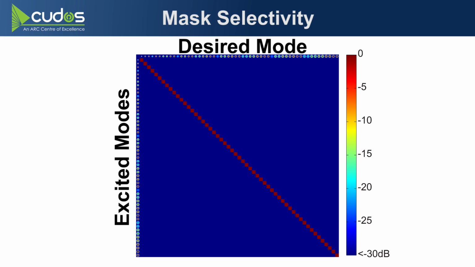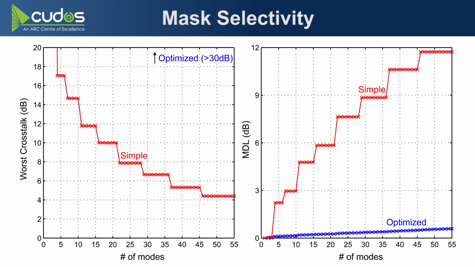And when you do that, theoretically at least, you can virtually eliminate crosstalk between the modes. On the left, it can be seen how in the phase-only approximation, as you add more modes of similar symmetry, the worst case crosstalk continually degrades, or represented a different way, the mode-dependent loss, the orthogonality between the modes, gets worse and worse, whilst the optimized mask case grows very slowly.